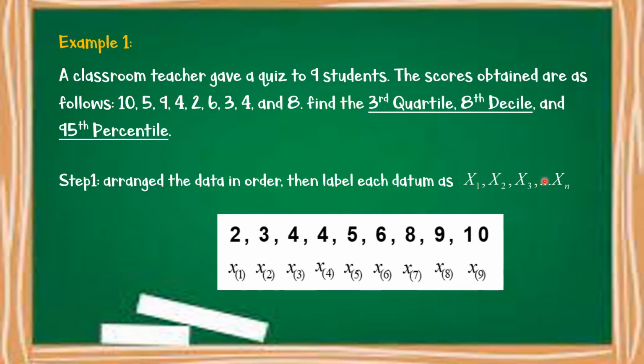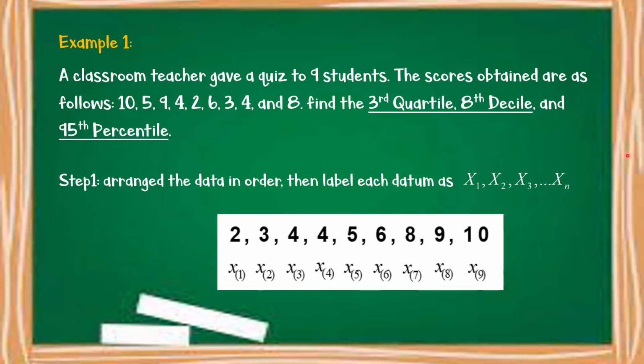Let's take a look at this example. A classroom teacher gave a quiz to 9 students. The scores obtained are as follows. We have 10, 5, 9, 4, 2, 6, 3, 4, and 8. So you need to find the third quartile, the 8th decile, and the 95th percentile.